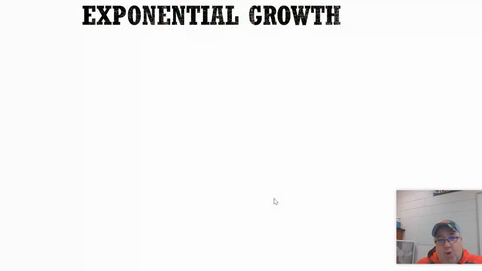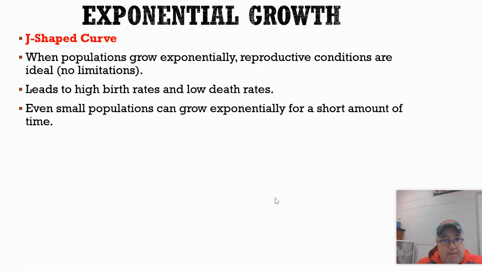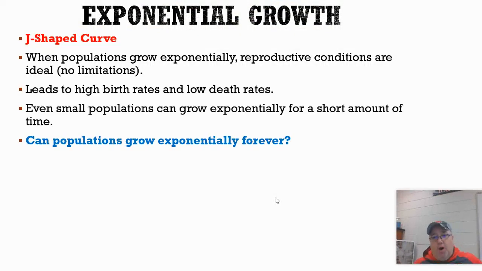It's basically showing us how a population would grow if there were very few, if any, limitations to it. So J-shaped curves, exponential growth, we should be able to make a connection there. We have high birth rates, low death rates, more births than deaths, or the inputs far outweigh the outputs, I should say. Can populations grow like this forever?